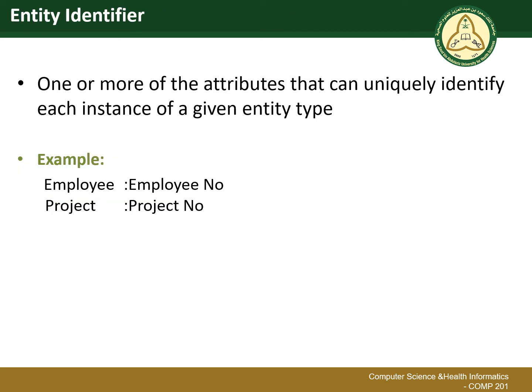The entity identifier: one or more of the attributes that can uniquely identify each instance of a given entity type, we call it the entity identifier. For example, for the employee entity, we can use the attribute employee number as an entity identifier. And also for the project entity, we can use the project number as an entity identifier. It's like the primary key in the table.